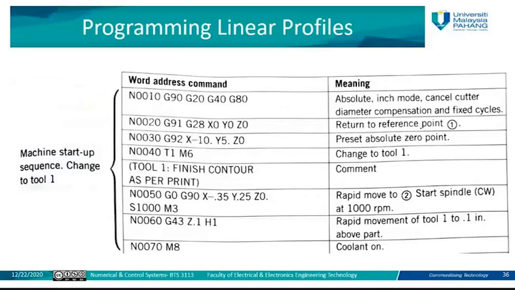So first, it will return to the original reference point, which is 1. Then you are going to preset the absolute 0 point here. So you are going to define the point, which is x equal to negative 10, y equal to 5, and z equal to 0. So here it's in absolute, and you define it as the 0 point, I mean the reference point.